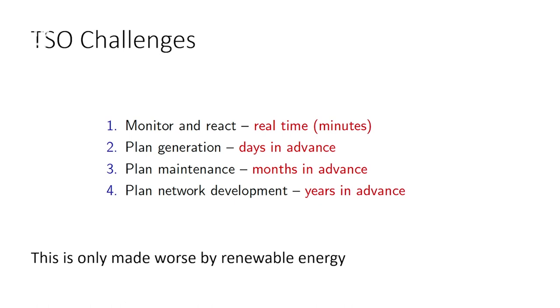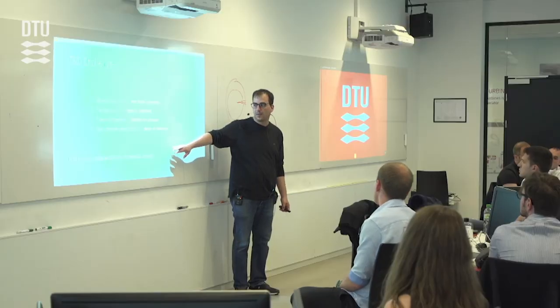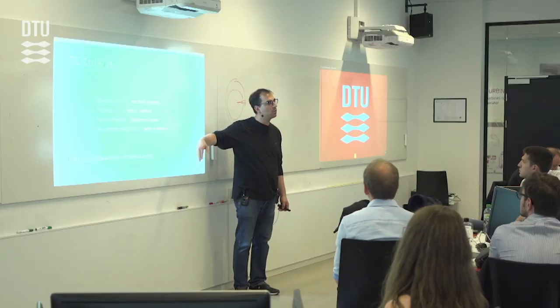You need to plan maintenance, that's months in advance, so between June, July and August, a particular line is going to be down for maintenance. And you need to plan the network development, as in we're going to build a power line between point A and point B. This has always been the case, but with renewable energy, it only becomes worse.